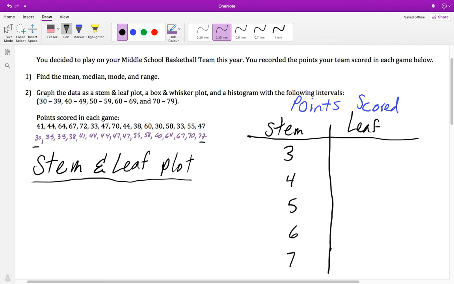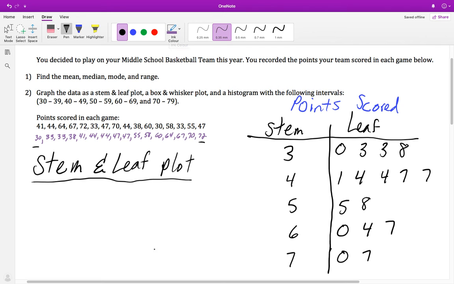All right, and now that it's written in order for me, that's why I was only going to write it once. It should be nice and easy for me to go ahead and list out my leaves. So I scored 30, 33, 33, and 38. That means I will have 0, 3, 3, and 8. In the 40s, I scored 41, 44, 44, 47, 47. So 1, 4, 4, 7, and 7. In the 50s, it was 55 and 58, so 5 and 8. In the 60s, it was 60, 64, 67, so 0, 4, and 7. And in the 70s, it was 70 and 72, right? Most of you were able to get that.